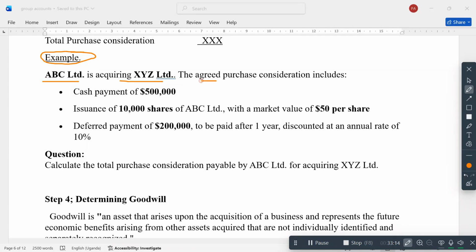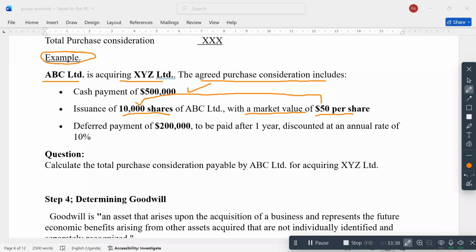The agreed purchase consideration includes: 1, a cash payment of 500,000. 2, the issuance of 10,000 shares. These are just shares, not money, but they give you the market value of each share, 50 per share. We shall just multiply by the number of shares to get the amount of money in those shares.